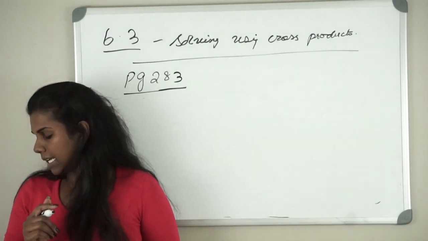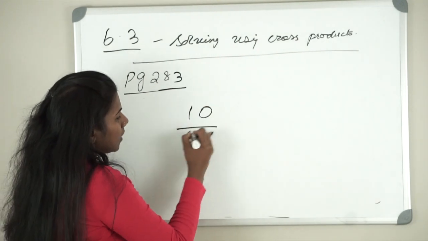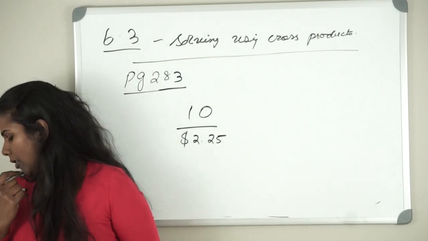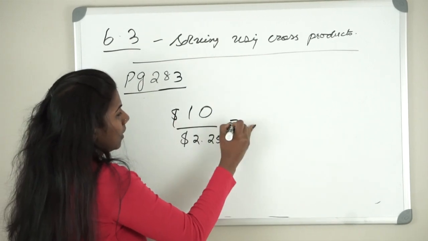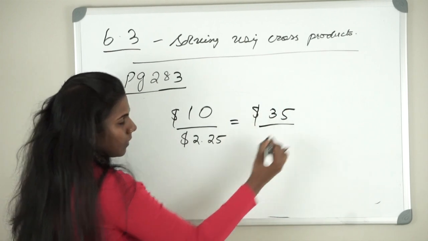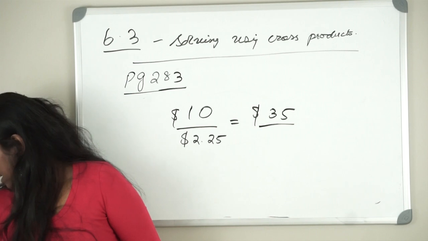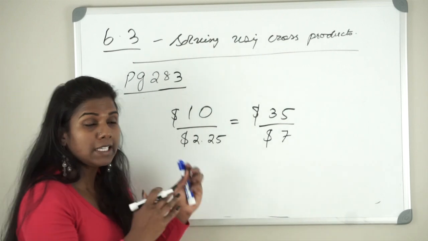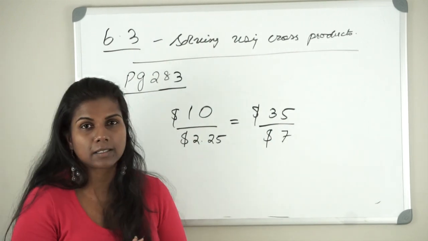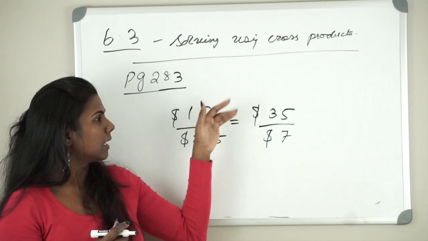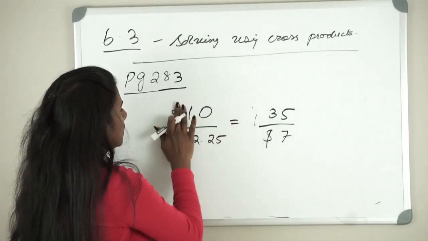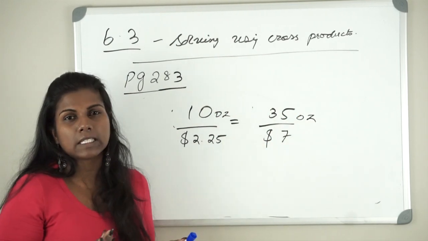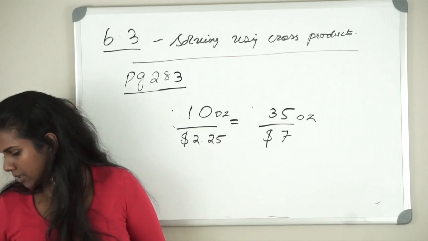You can buy 10 ounces for $2.25, or you can buy 35 ounces for $7. The question is, are these 2 ratios equivalent? So is it profitable for me to buy, these are ounces, right? For 10 ounces or 35 ounces? Or is that going to be the same for me? Okay, that is the question.